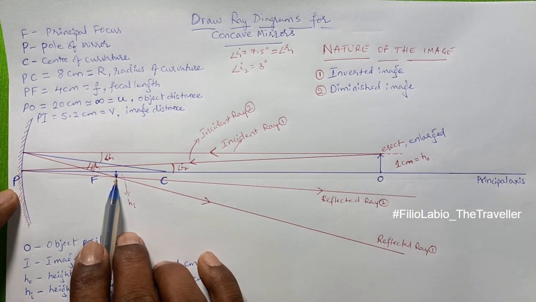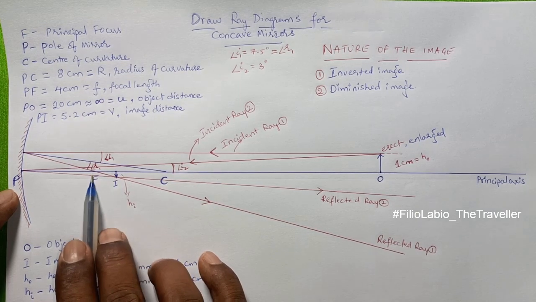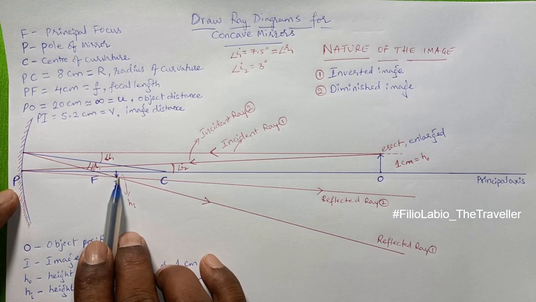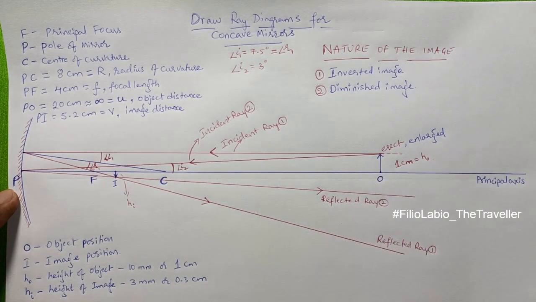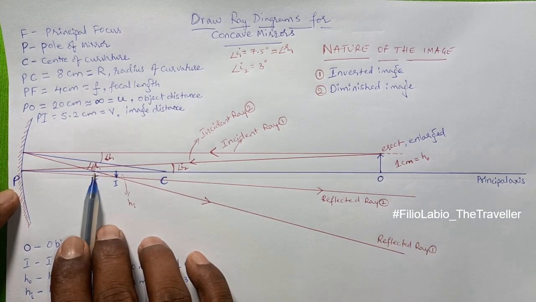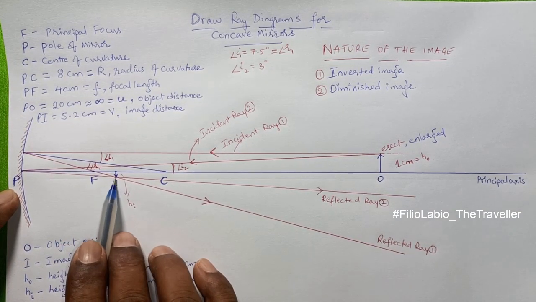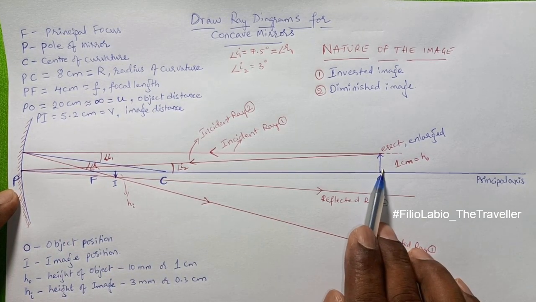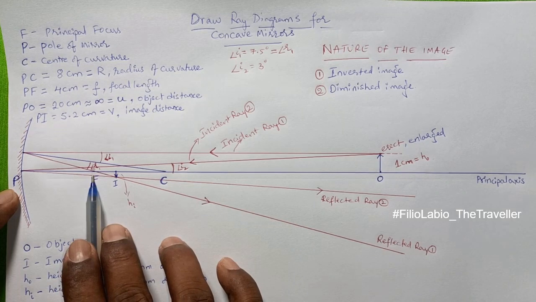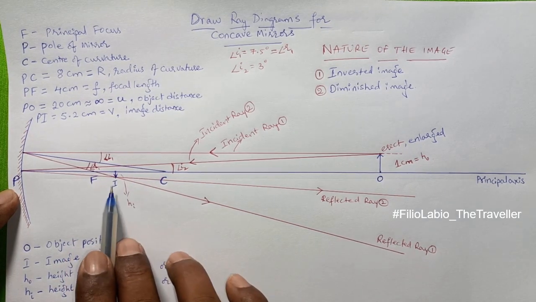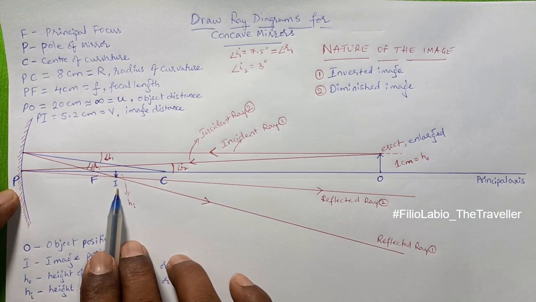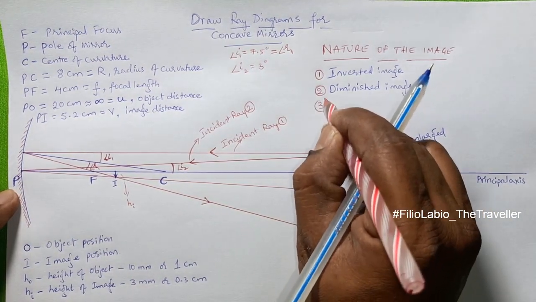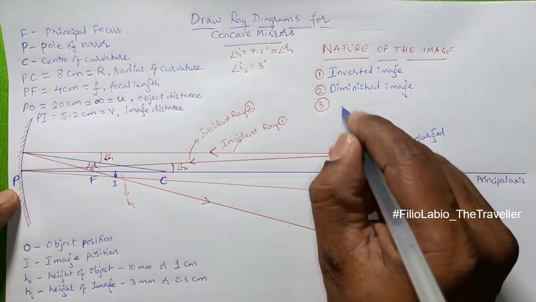This is approximately very close to the principal focus, but not exactly at the principal focus. Normally, all the rays coming from infinity will fall at the principal focus, and we expect the image at the principal focus. But here the object is not very far, therefore the image is formed between F and C. This can be captured on the screen. Therefore, this is called a real image.